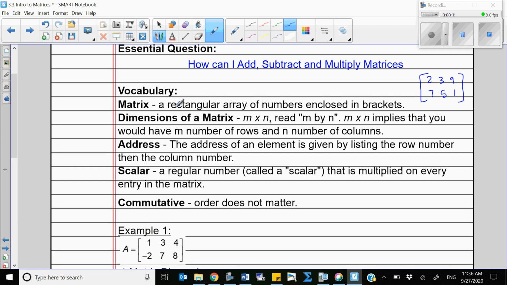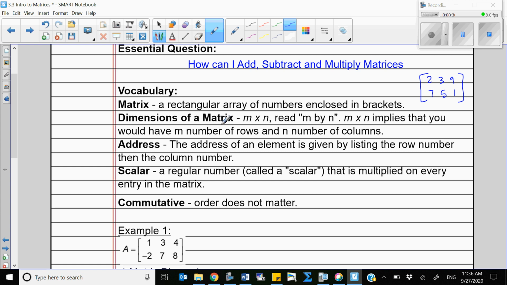A matrix is a rectangular array of numbers enclosed in brackets. Here's an example. A rectangular array of numbers enclosed in brackets. So that's called a matrix.